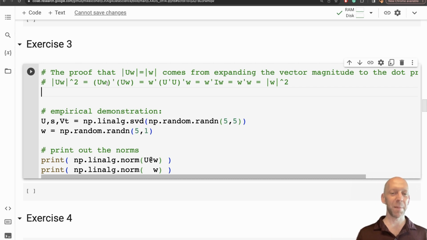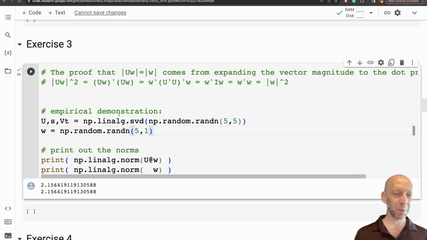Let's see it in demonstration. Here I'm creating a U matrix, and now, I don't care about either of these two outputs, and I don't really care about the input. So I'm just providing some bunch of random numbers, right? And then here W is also random. Everything is random here, except the laws of linear algebra.